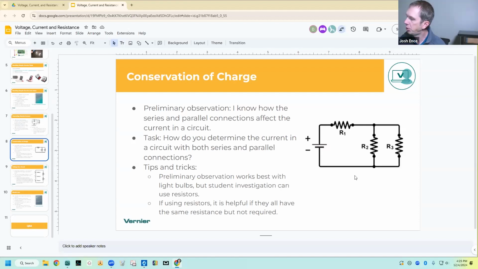But then when you have them do the actual activity, whether they're using bulbs or resistors, it's most helpful if they all have the same resistance.